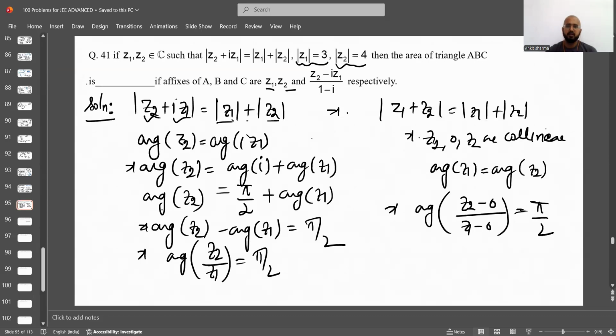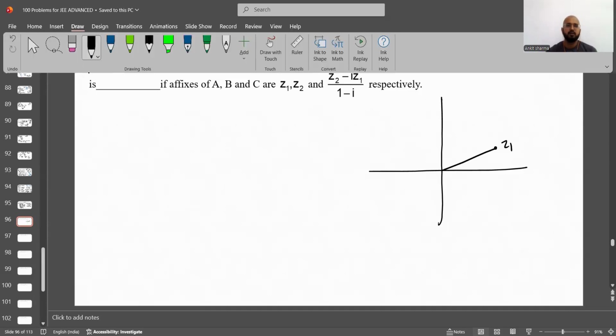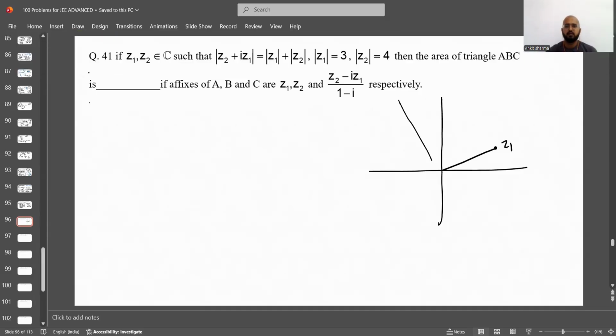So we are saying that if I rotate z1 anti-clockwise by pi by 2, it becomes z2. That's the meaning. So suppose my z1 is here somewhere, and if I rotate it pi by 2 anti-clockwise, I get my z2. So it is somewhat like this. We can think of it so. This is my z2. So these two are perpendicular, so I can get a triangle here like this.